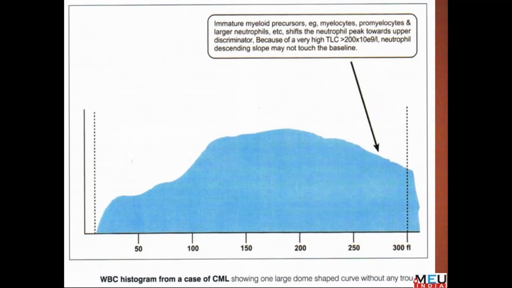In case of CML, because the count is very high, we sometimes get a dome-shaped curve which doesn't touch the baseline.